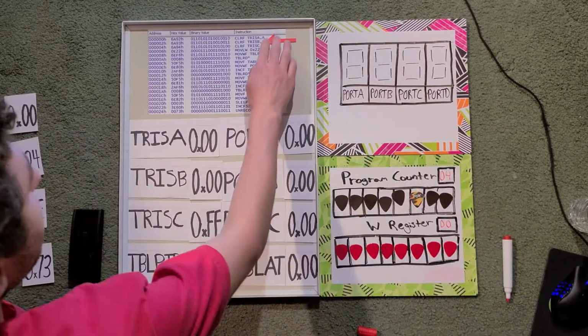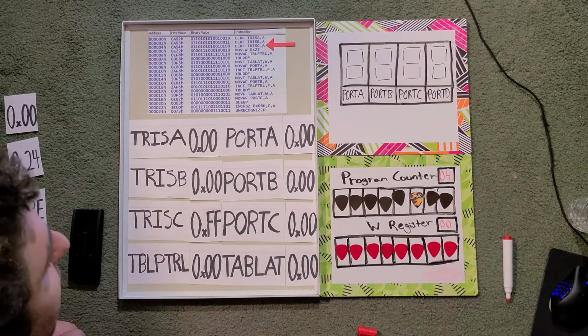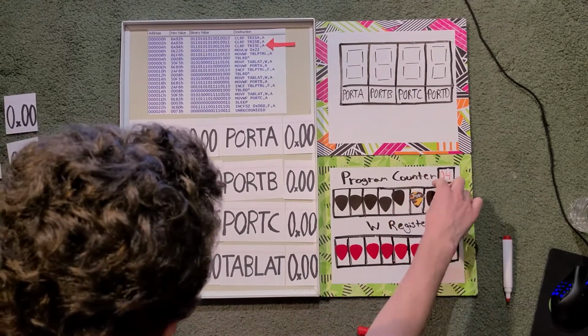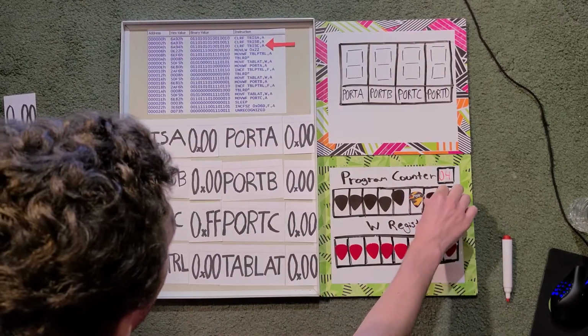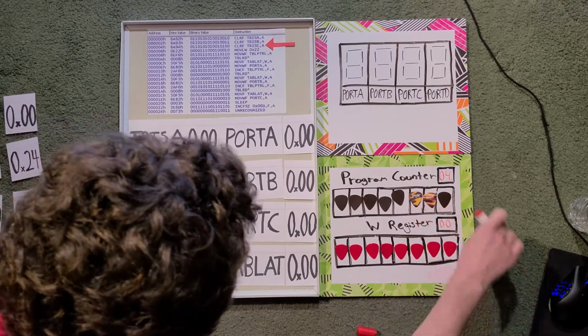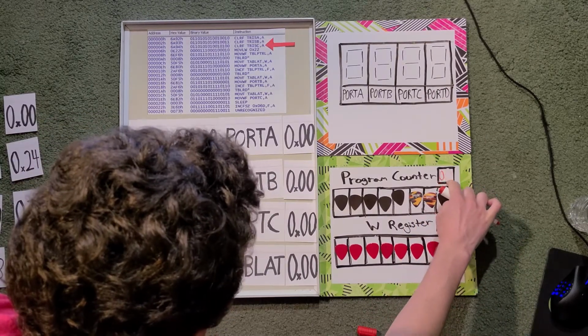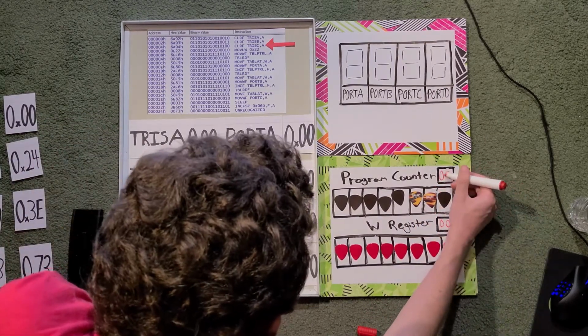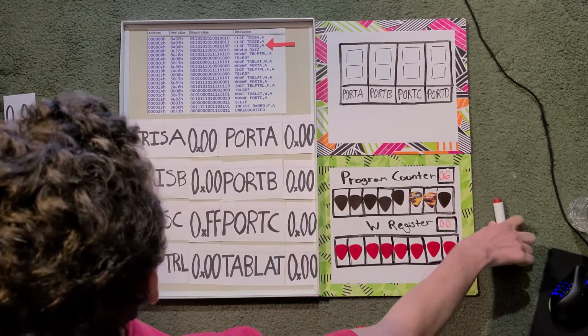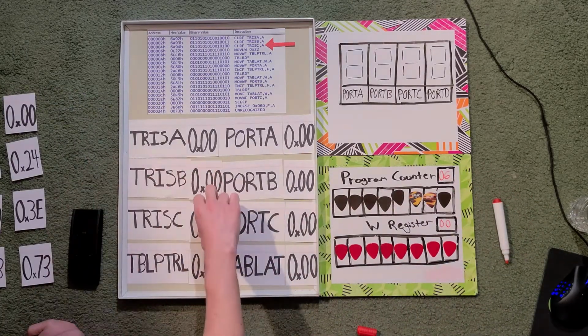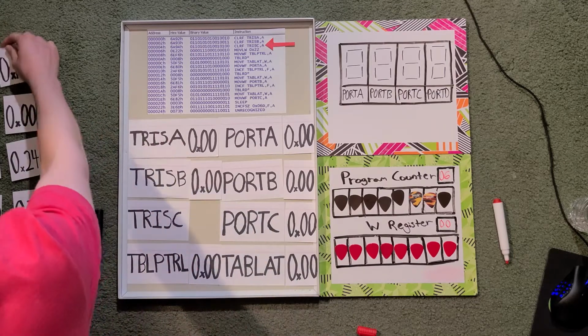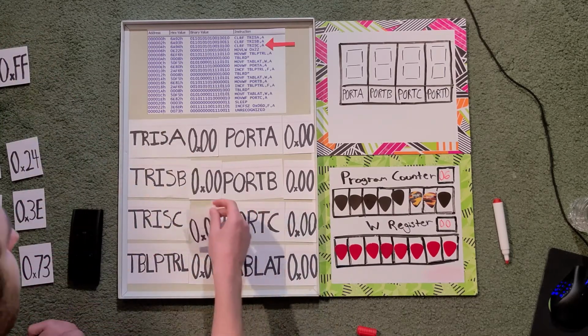Now we're going to run our next instruction, and we're going to clear TRIS C. So as you could guess, now our program counter is going to go to 6 because it increments by 2 every time. And we're going to clear TRIS C, set that to 0.